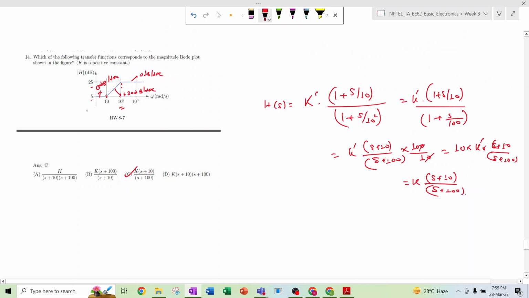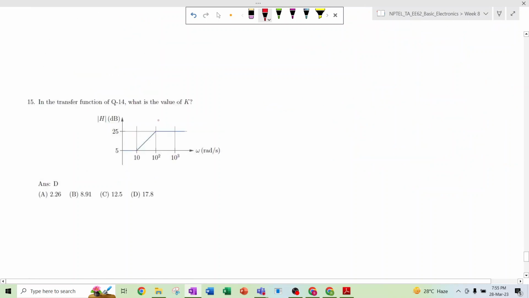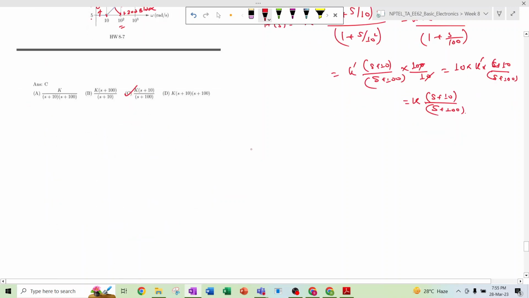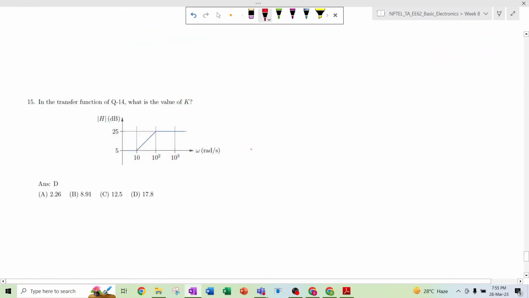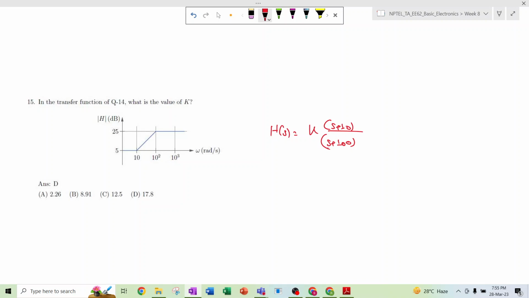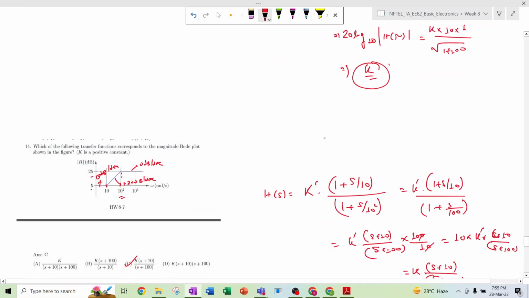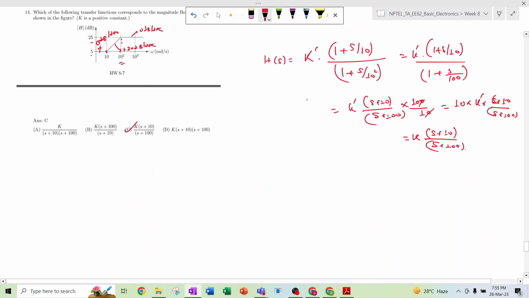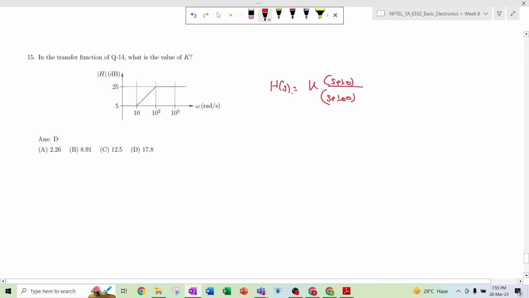Okay, so now we have to find out the value of k. So how can we find the value of k? Here, what is the transfer function? Transfer function H(s) equal to k (s plus 10) divided by (s plus 100), right? So transfer function H(s) equal to k (s plus 10) divided by (s plus 100). Okay, so this is the thing. Now, how can we find it out?